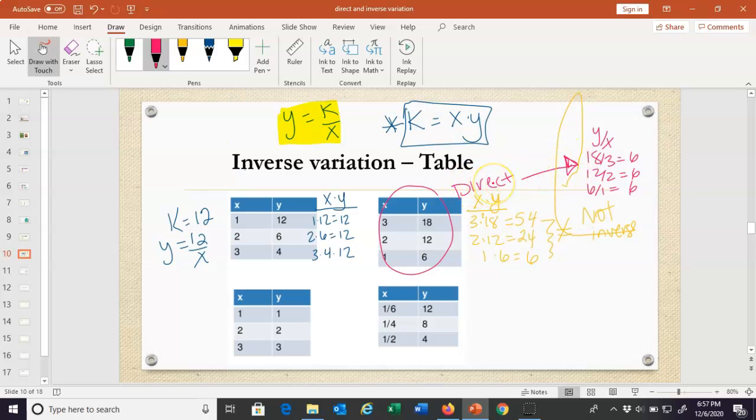So we kind of have these two tests. We have the x times y and the y divided by x. And whichever one the table passes, that's the type of variation it is. And that'll help us get the general form. So here, 6 is the k value. So for direct, remember, it would be y equals 6 times x. And you could graph that, and we would see that all of these points line up with that line.